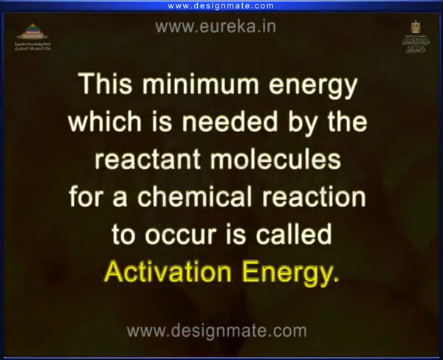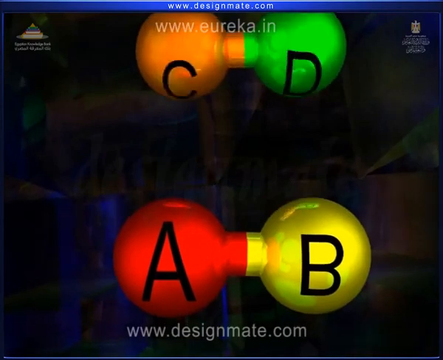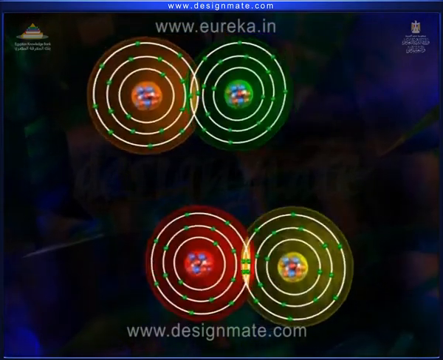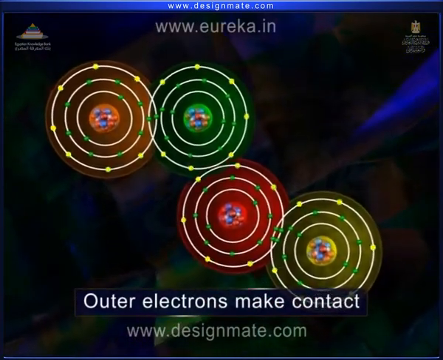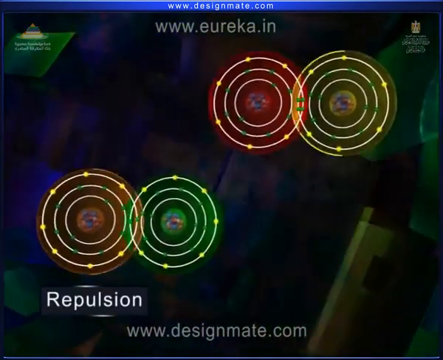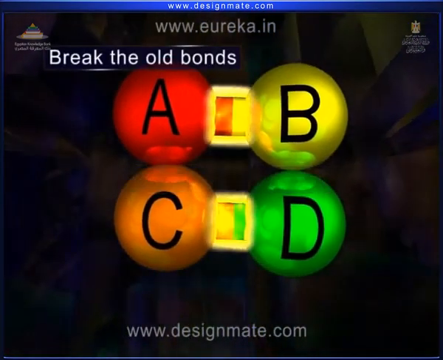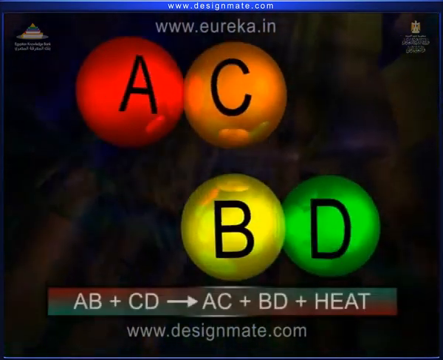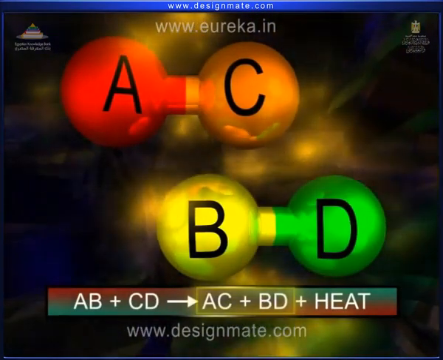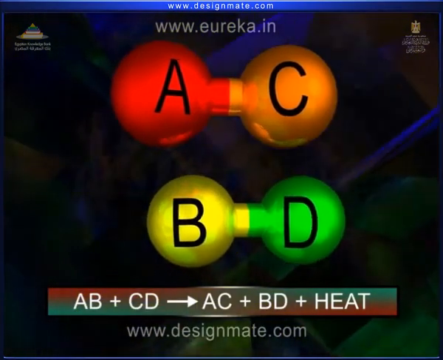This minimum energy, which is needed by the reactant molecules for a chemical reaction to occur, is called activation energy. When the molecules AB and CD collide, their outer electrons make contact. Hence, there is repulsion between the atoms. Energy is required to overcome this repulsion and to break the old bonds. Thus, products AC and BD will be formed, only if AB and CD possess energy equal to or more than the activation energy.